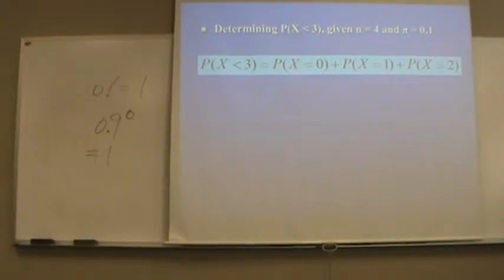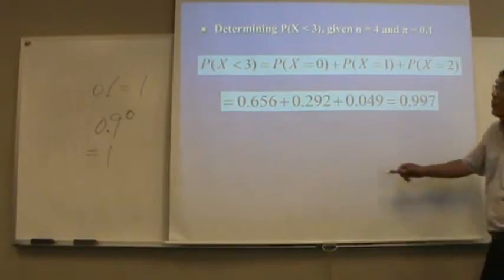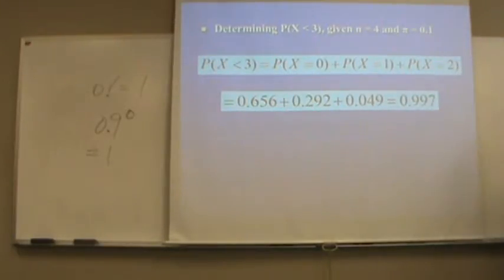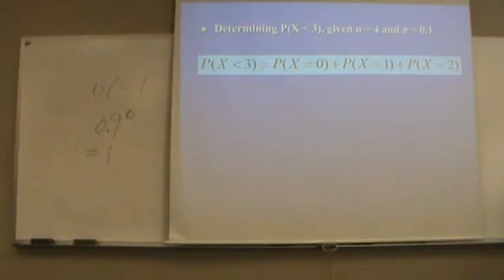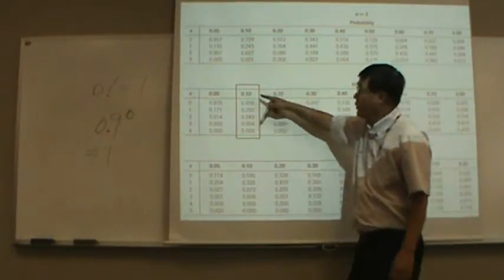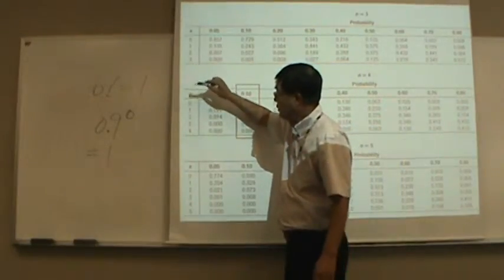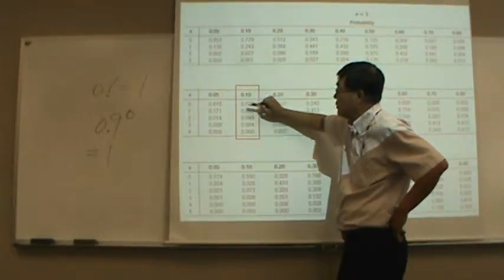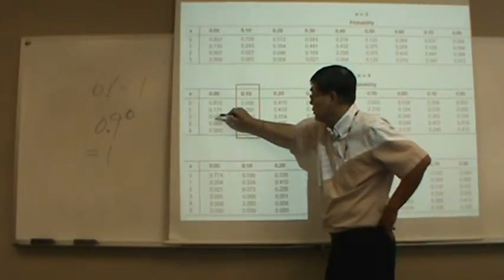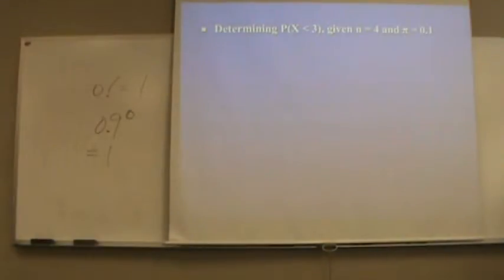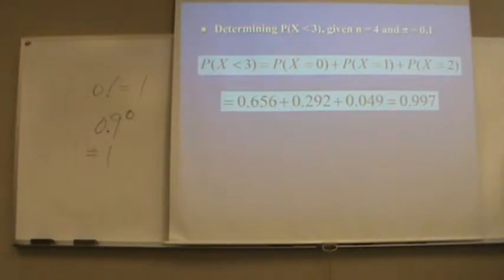Probability of 0 is 0.656, plus 0.292, plus 0.049 from the chart. Here, when n is 4 and pi is 0.1, the probability of 0 is 0.656, probability of 1 is 0.292, probability of 2 is 0.049. So we can find individual probability from the binomial distribution chart.